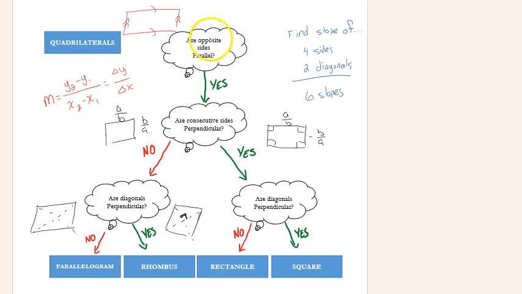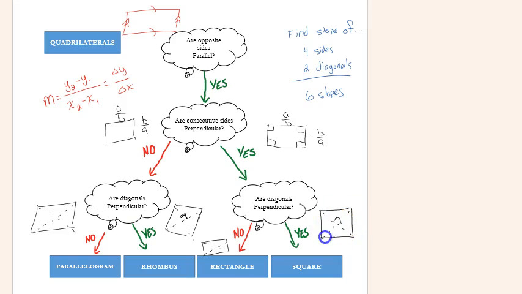If opposite sides are parallel, consecutive sides are not perpendicular, and diagonals are not perpendicular, that's just a parallelogram. Yes, no, yes is a rhombus. If it's yes, and then you do have perpendicular sides, then again it's your diagonals. It's a rectangle if these diagonals are not perpendicular. It's a square if they are.